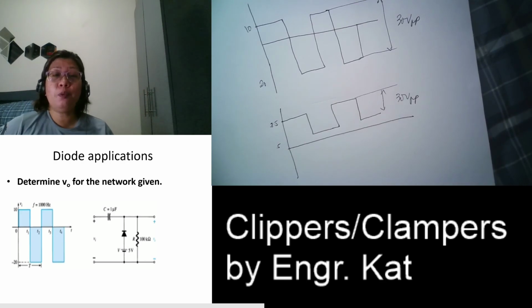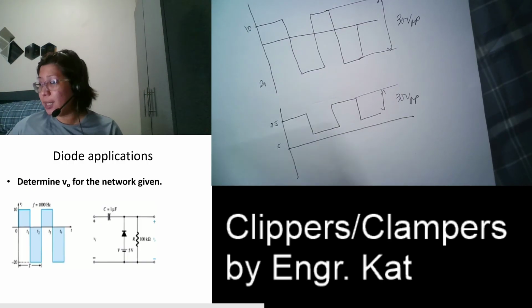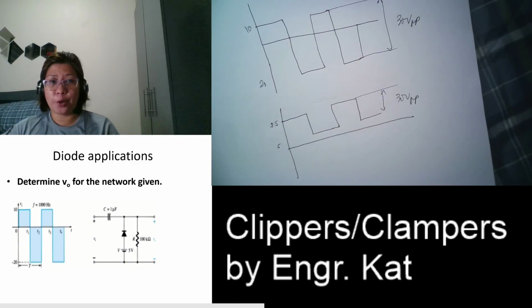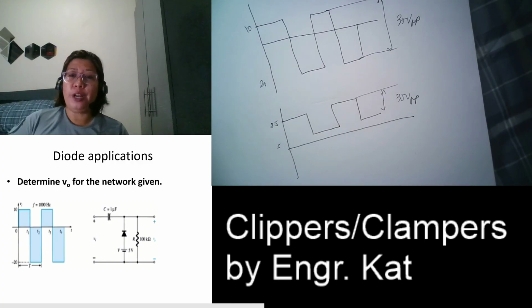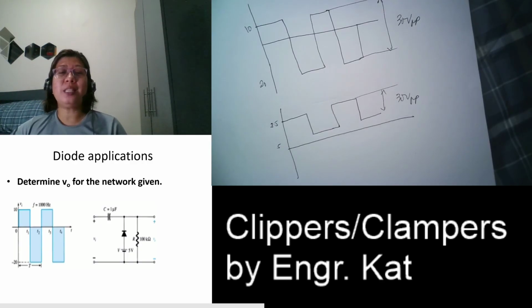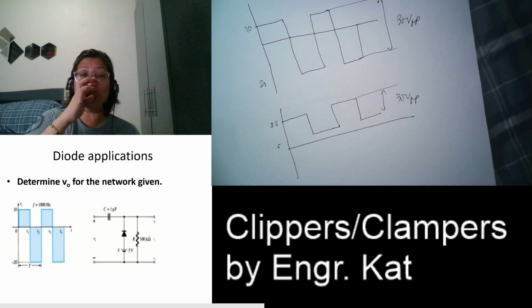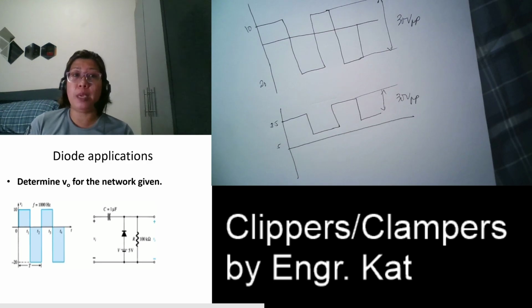We didn't remove anything. What did we do? We just placed it above your DC level. So this is an example of a positive clamper. Why? Because we raised the DC voltage. So that's the difference between a clipper and a clamper circuit. Again, don't memorize, because if we change the polarity of your source and then we change the position of your diode, everything will be changed. So, understand and analyze the circuit properly.